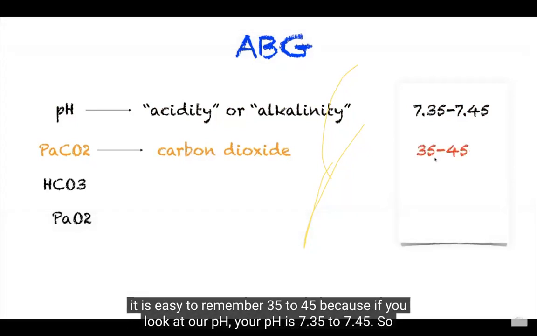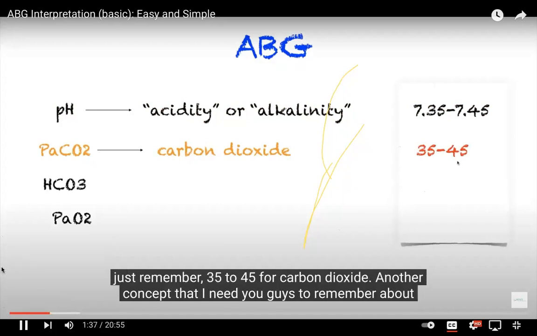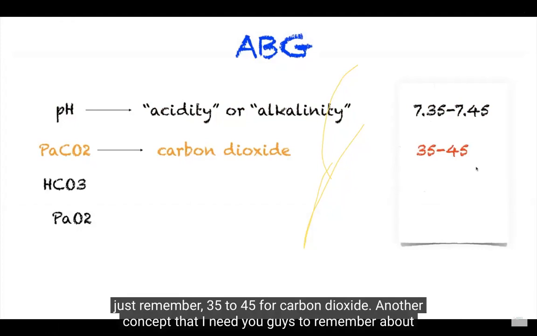Now, it is easy to remember 35 to 45 because if you look at our pH, your pH is 7.35 to 7.45. Oh, by the way, you don't need to know the actual numbers for my exam next week, but for future nurses, you really need to know these numbers. So just remember, 35 to 45 for carbon dioxide.